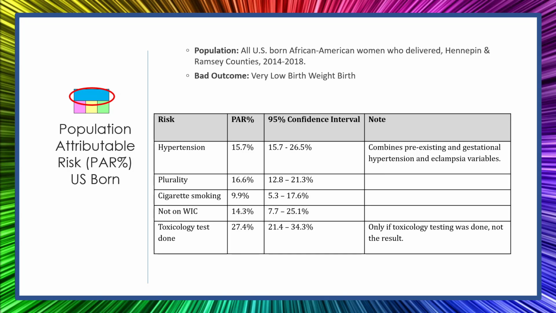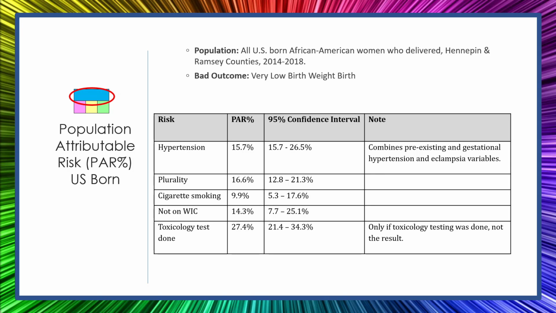There's not really any way to determine the outcome of a toxicology test using the birth records. So our data set indicated that African American women are tested for illicit drugs 7 times more frequently than white women and 8 times more frequently than foreign-born Black women.